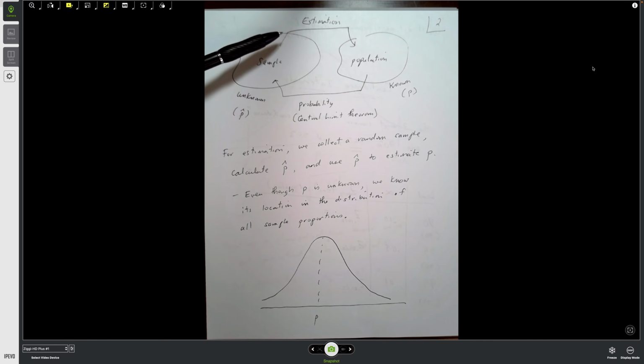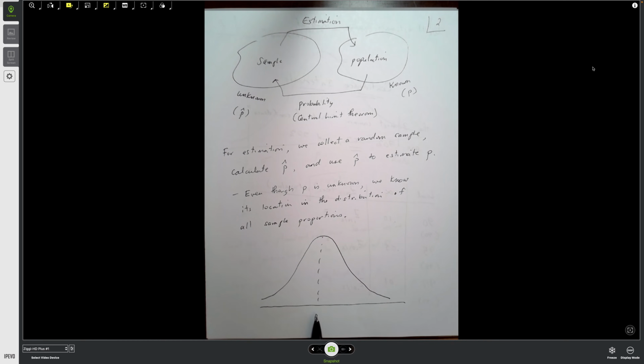We're now transitioning to estimation. So now we're going to have a sample that is known, that we're going to use to estimate an unknown value in our population. So again, just to put it into words, for estimation, we collect a random sample, we calculate p hat, and we use p hat to estimate p. Now, even though p is unknown, from the central limit theorem, we know its location in the distribution of all sample proportions. It's smack dab in the center, right?